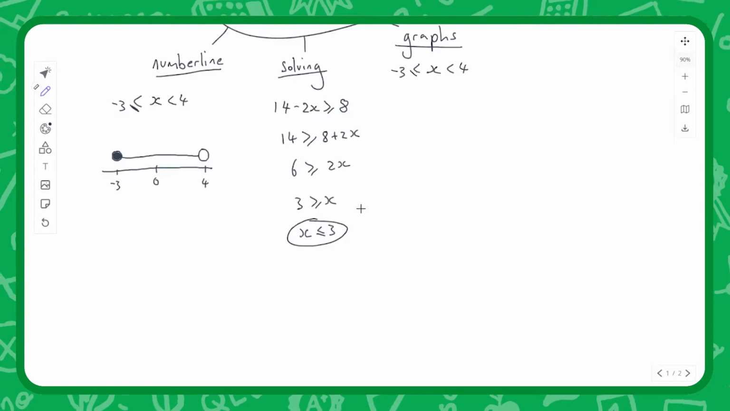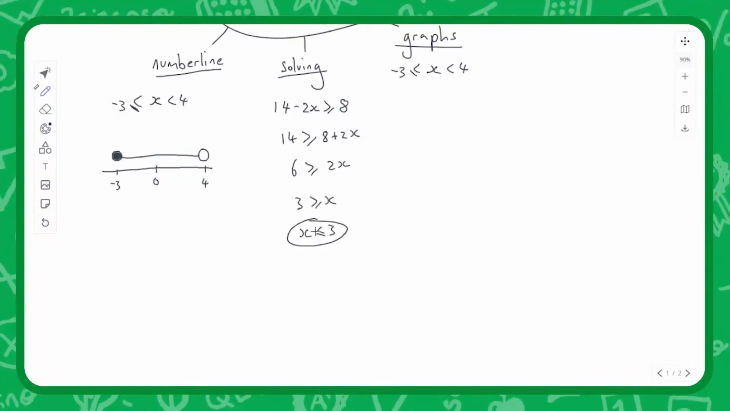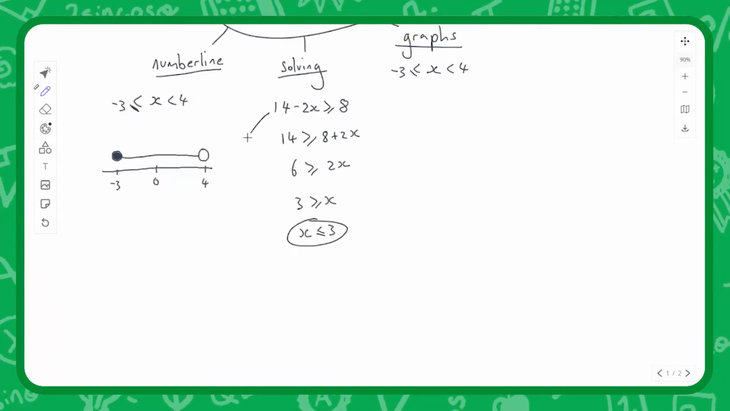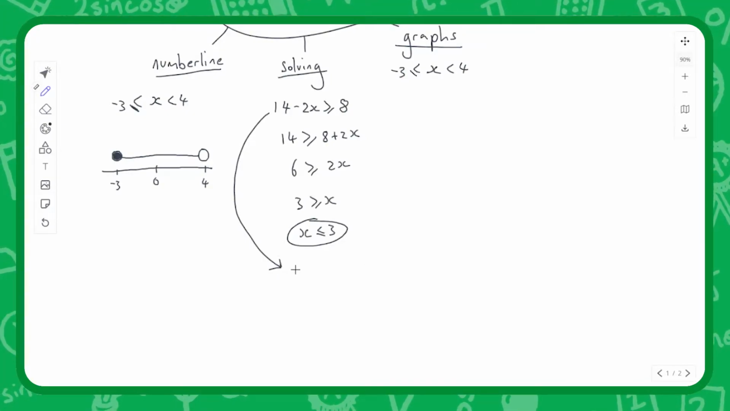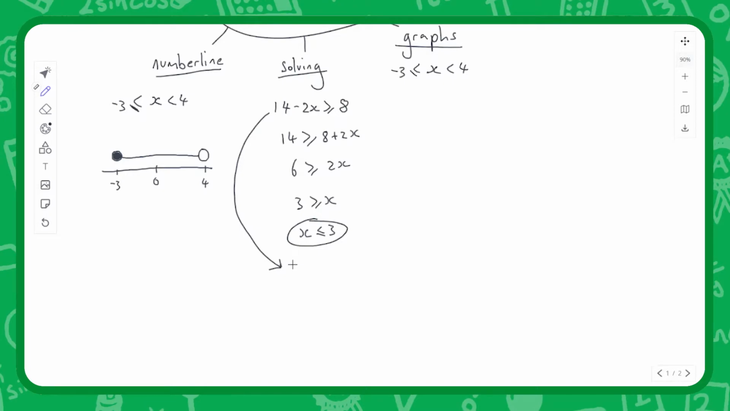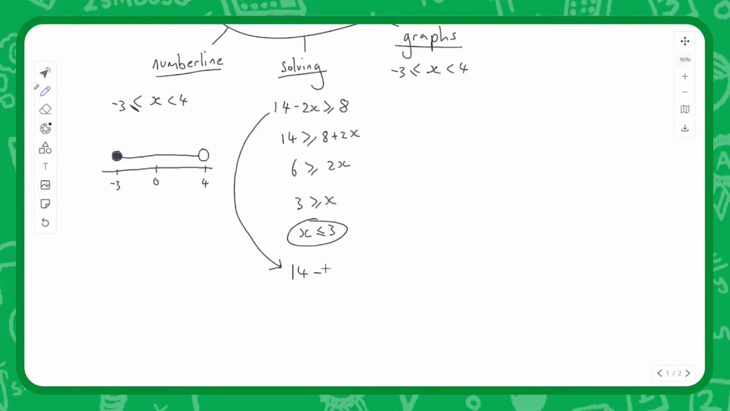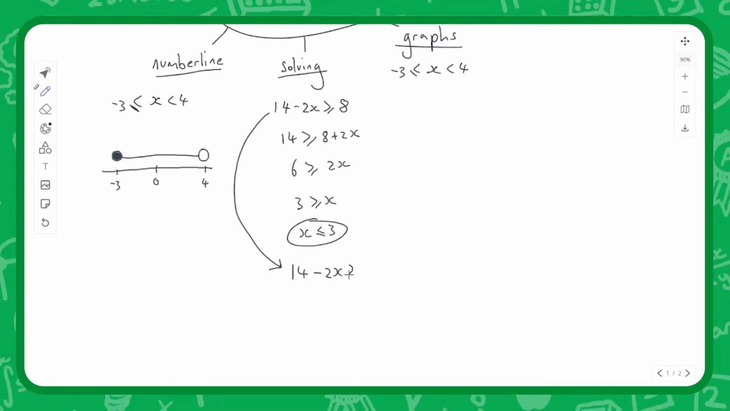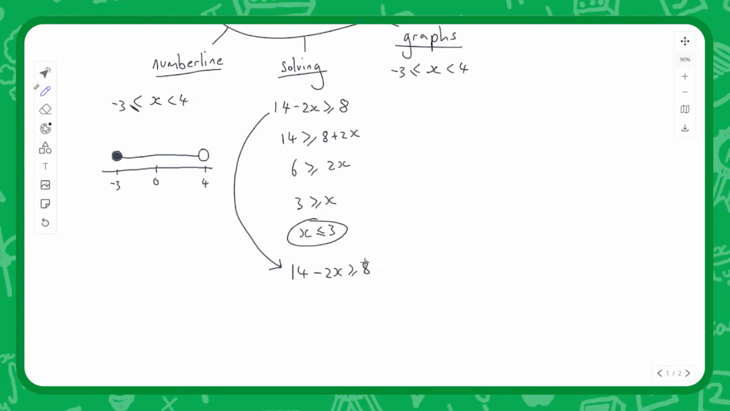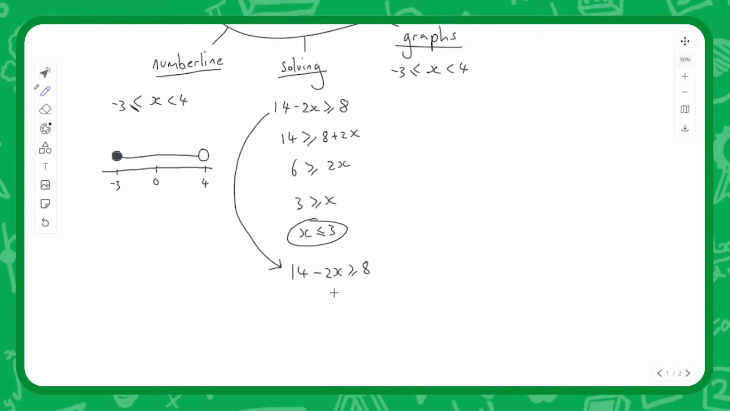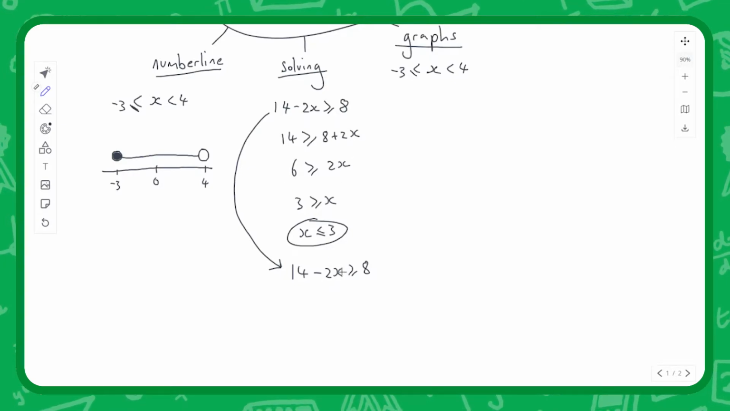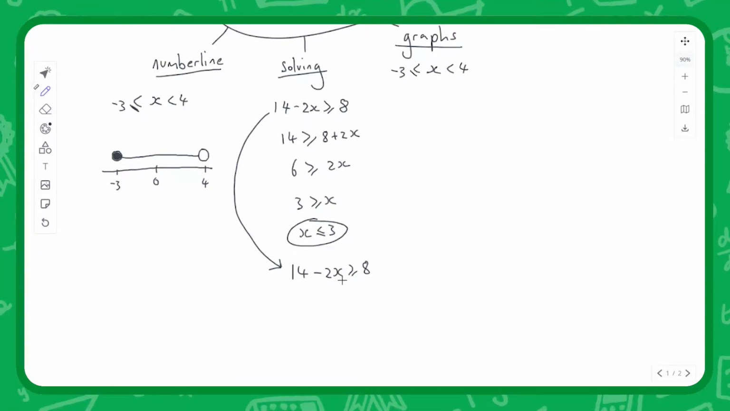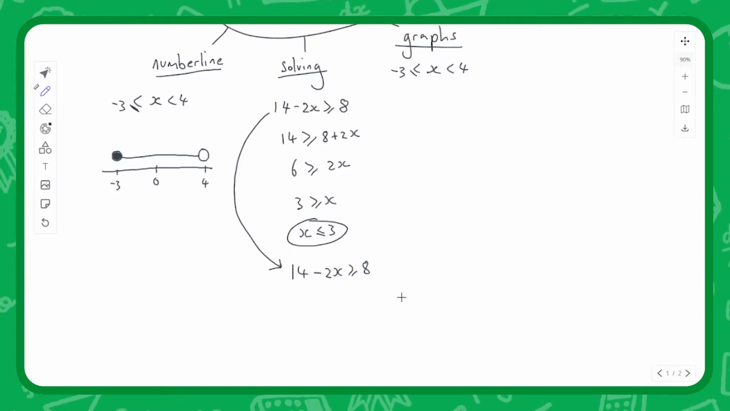There's one kind of trap that people often fall into. So I'm going to copy this out down here, and I'm going to show you first of all what the trap is, and then how we can avoid it. So if we start off at the beginning again, this time I'm going to do a slightly different method. I'm going to decide to have all my x's on the left-hand side rather than on the right-hand side.